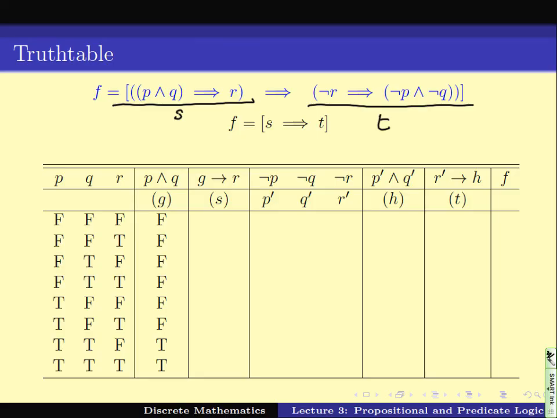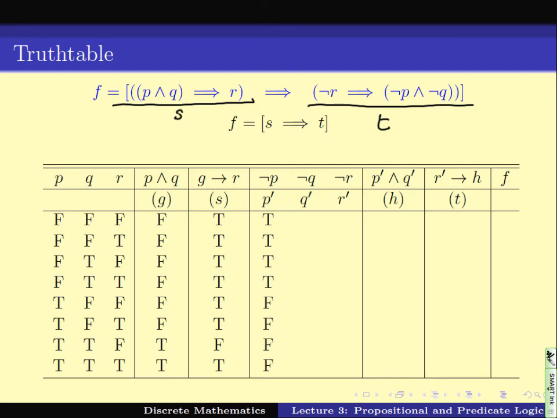Now, if this is G implies R, when is that true? For example, false implies false is true, because as we have discussed, a false statement implies any statement. So similarly, you can do it for all of them. False implies true is true, false implies false is true, and so on and so forth. True implies true is true, true implies false is false, and so on.